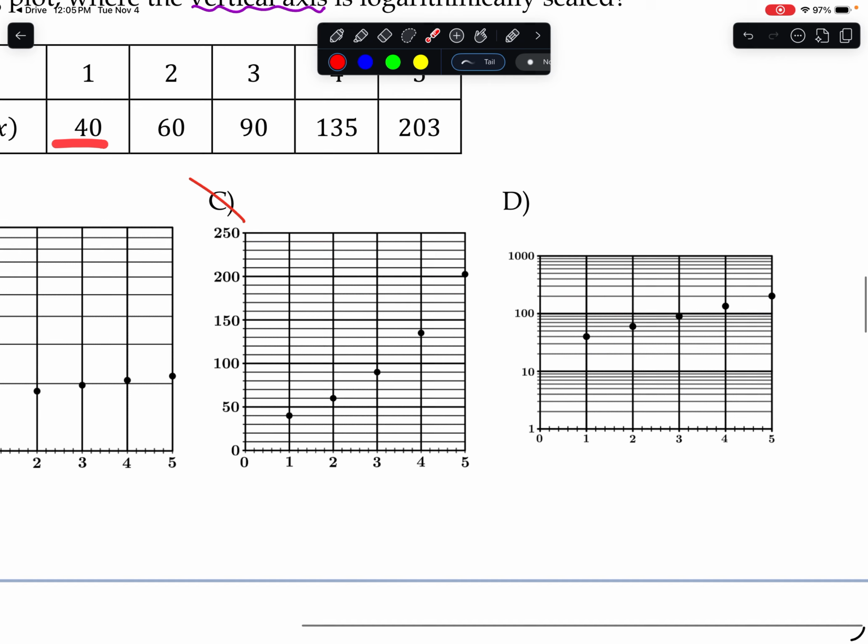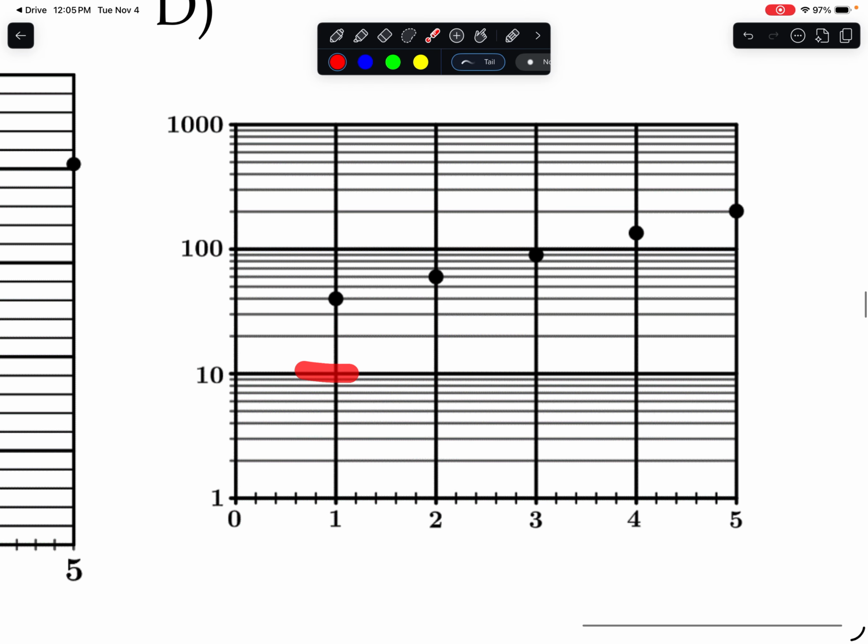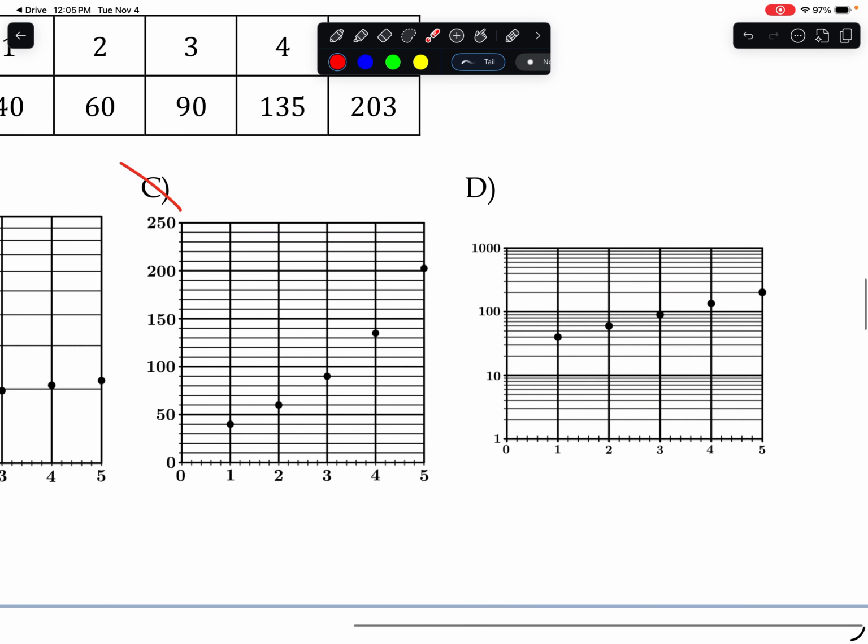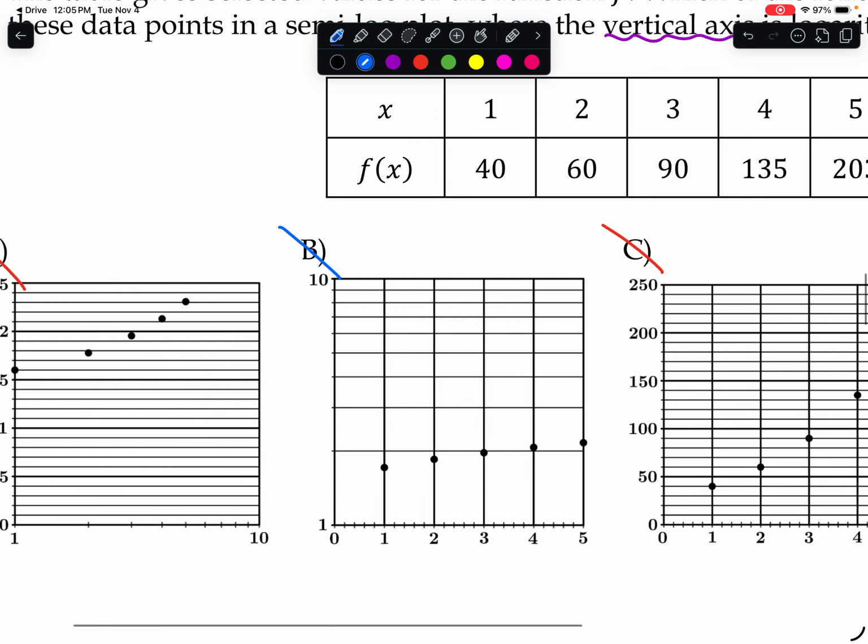So the first value of 40, 60, let's look at the first set. 40, 60, 90. So we have 10, 20, 30, 40, 50, 60, 70, 80, 90. So D is going to be your best option in this case. B doesn't even go up to 40, so the first point doesn't even work.